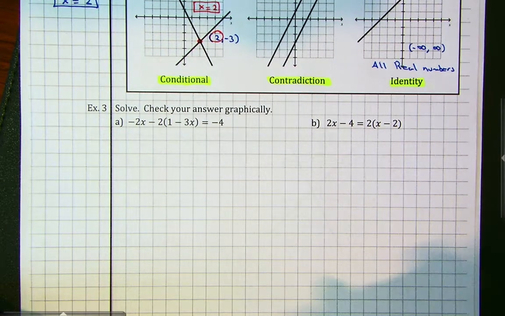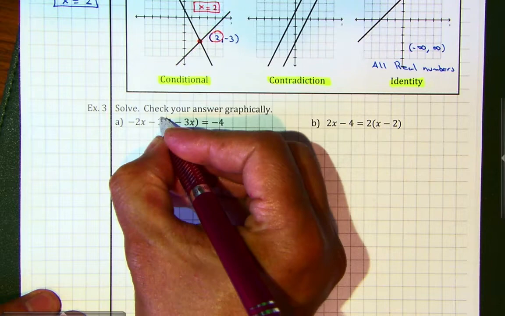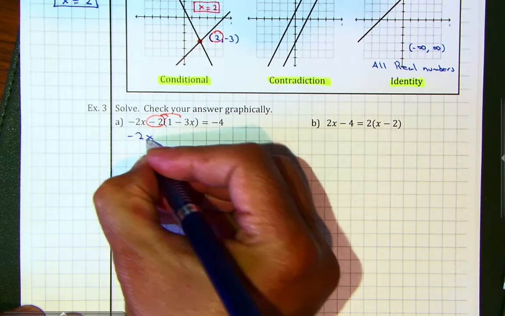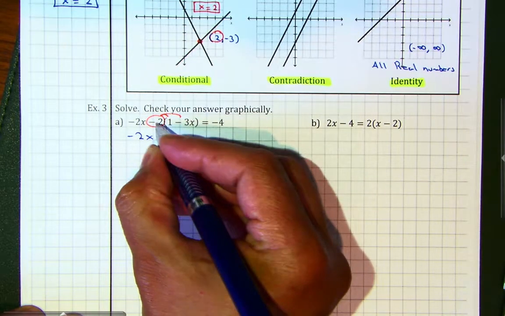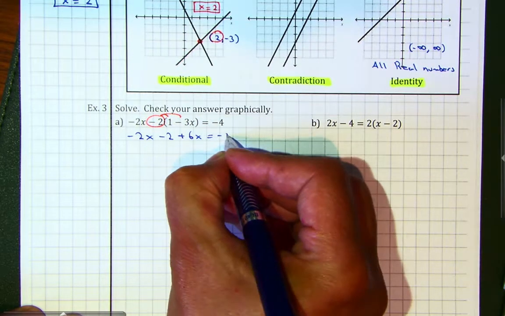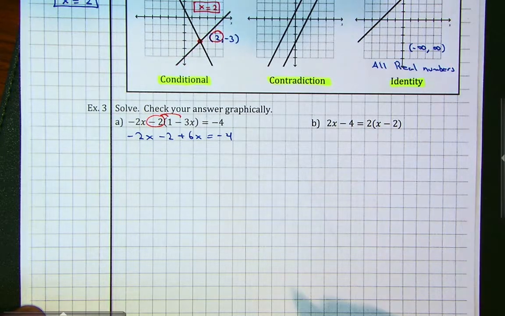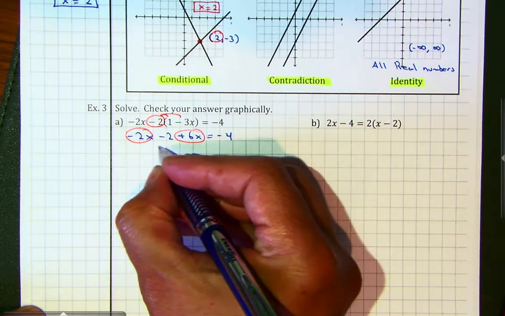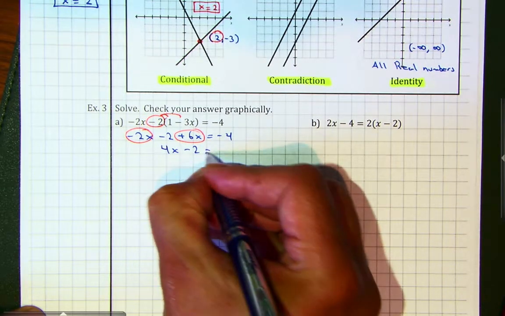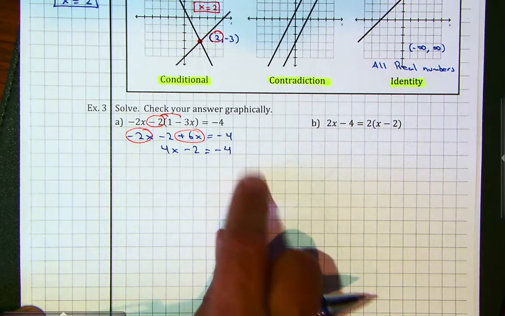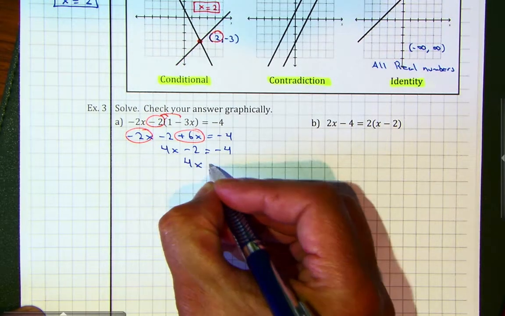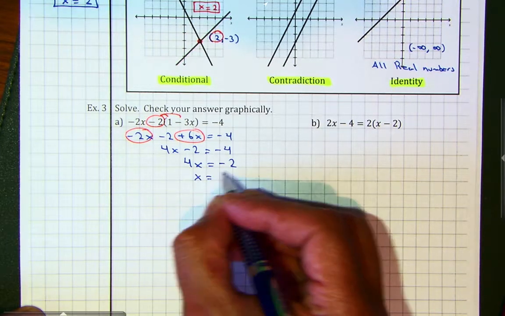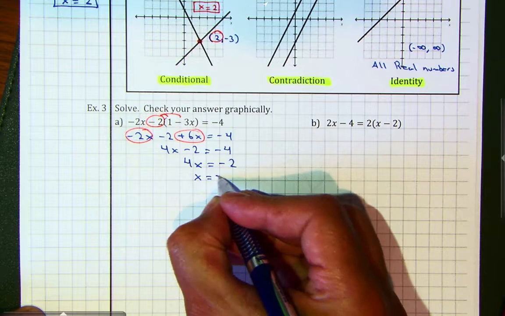Excellent. So in this case, I notice that I have parentheses, so I'm going to use my distributive property to simplify this out. That gives me a negative 2x minus 2 plus 6x equals negative 4. I'm going to combine my like terms. Positive 4x minus 2 equals negative 4. I'm going to add 2 on both sides, so I end up with 4x equals negative 2. Divide by 4, so therefore x equals negative 2 divided by 4, which is negative 1/2.